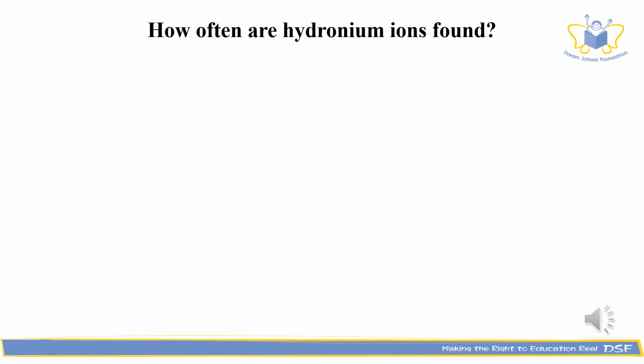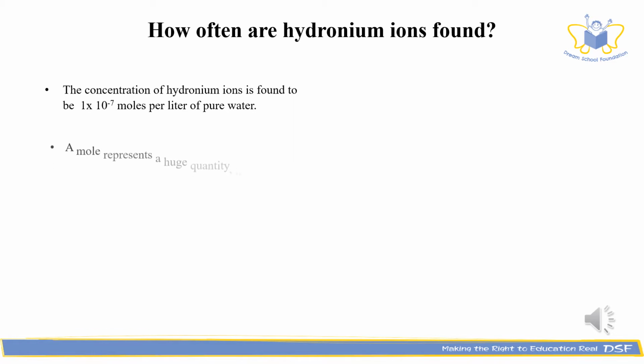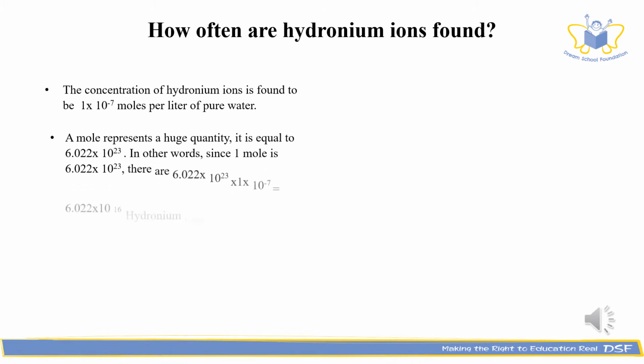How often are hydronium ions found? The concentration of hydronium ions is found to be 1 into 10 power minus 7 moles per liter of pure water. You have learned what a mole is in ninth standard, right? A mole represents a huge quantity. It is equal to 6.022 into 10 power 23. In other words, since 1 mole is 6.022 into 10 power 23, there are 6.022 into 10 power 23 into 1 into 10 power minus 7, which is equal to 6.022 into 10 power 16 hydronium ions in 1 liter of pure water.